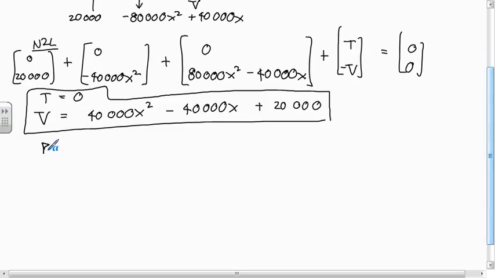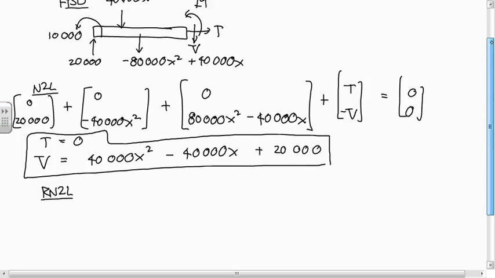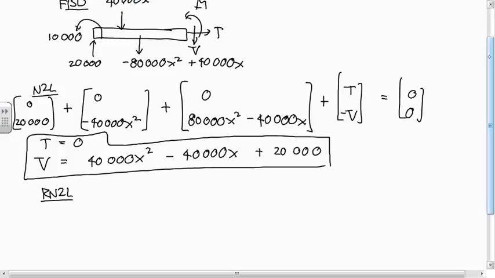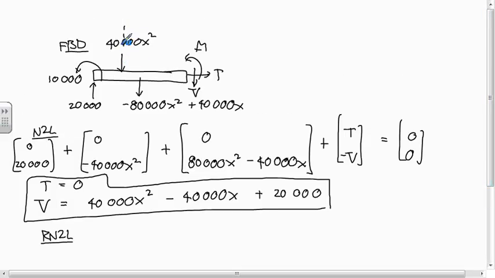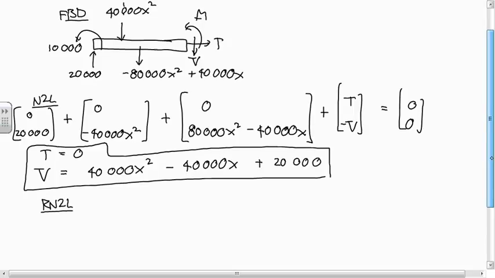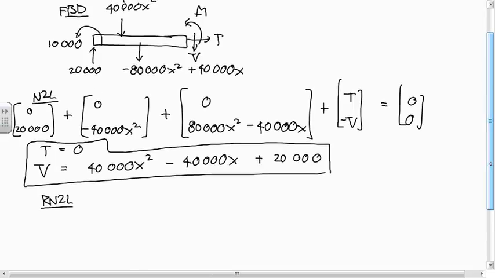And then the rotational equation. So first we have this 40,000 x squared force with a moment arm of x over 3. So that is 13,333 x to the third. And would that produce a clockwise or a counterclockwise moment? Clockwise, so negative. So we have negative 13,333 x to the third. Any questions about that one?